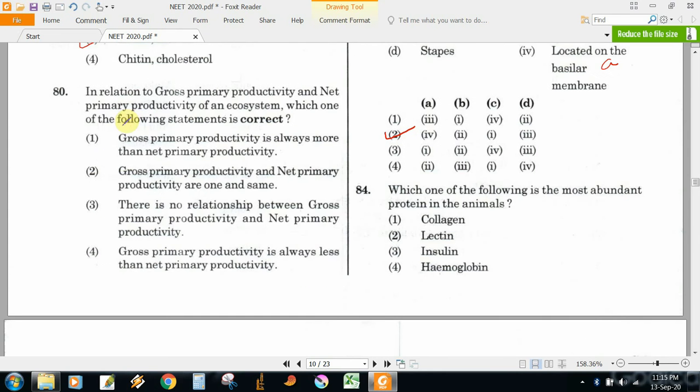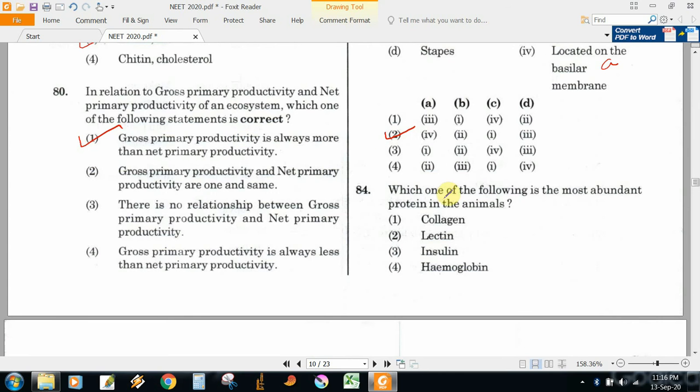Moving on, in relation to the gross primary productivity and net primary productivity of an ecosystem, which of the following statements is correct? The first statement is gross primary productivity, that is GPP, is always more than the net primary productivity. Exactly. The first statement itself is correct because you know the formula, that is GPP minus the respiratory loss will give us the NPP, that is the net primary productivity. So hence it should be more than the net primary productivity.